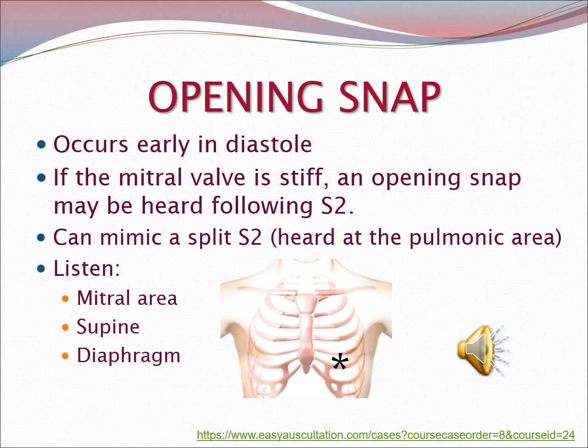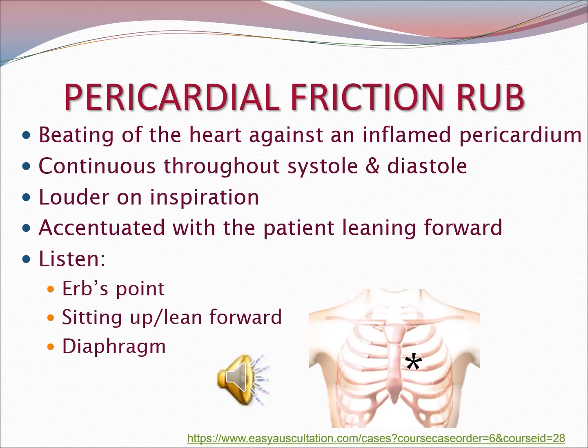A pericardial friction rub is when the heart is beating against an inflamed pericardium. It's a continuous sound throughout systole and diastole. It is louder on inspiration, and it's accentuated with a patient leaning forward. The best place to hear a pericardial friction rub is at the 3rd intercostal space left sternal border, also known as Erb's point. Have the patient sit up and lean forward using the diaphragm of your stethoscope.